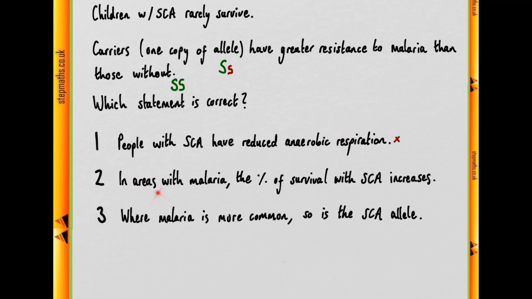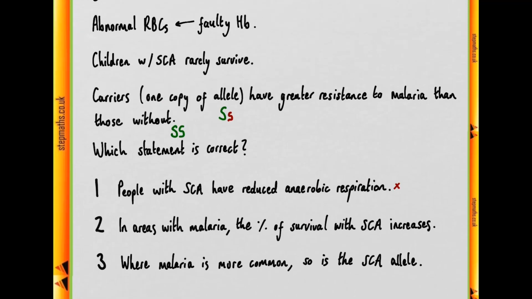Statement 2 says that in areas with malaria, the percentage of survival of those with sickle cell anemia increases. Now, what this statement is trying to do is allude to the statement about carriers of the allele having a greater resistance to malaria than healthy people.